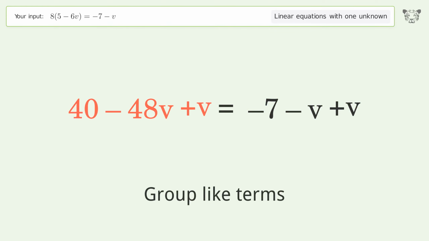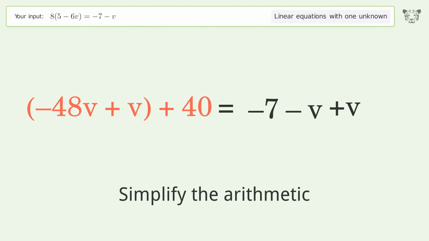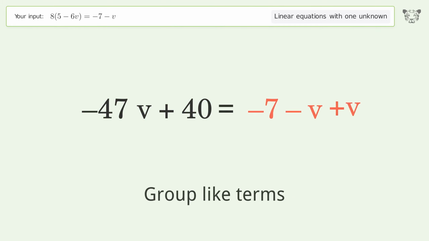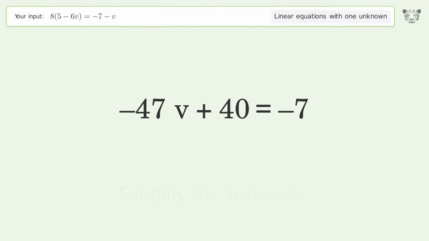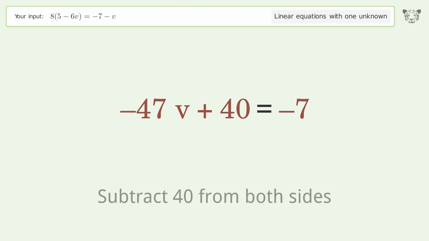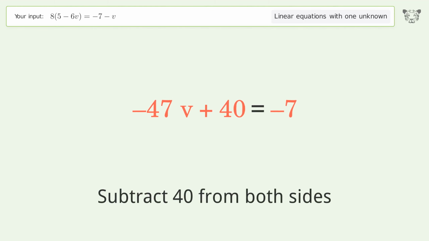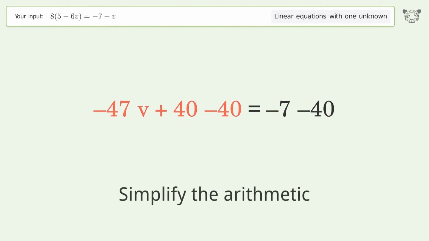Group like terms. Simplify the arithmetic. Group like terms. Simplify the arithmetic. Group all constants on the right side of the equation. Subtract 40 from both sides. Simplify the arithmetic.